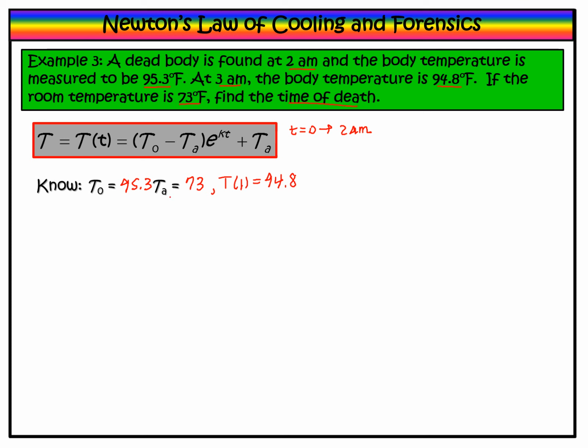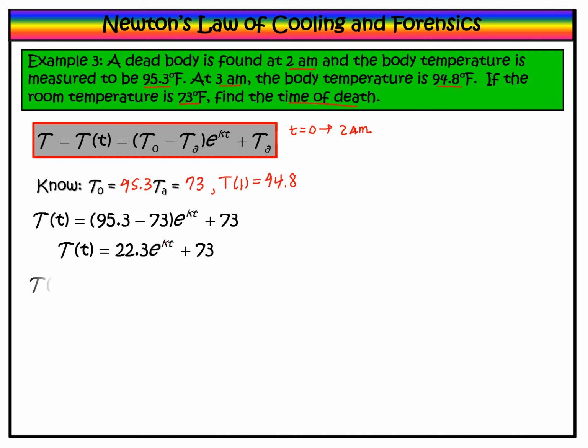Let's go ahead and plug in here. So if we plug in T sub 0 right here, 95.3, T sub A, 73, and T sub A on the end, 73. So, and then we can combine these two and get 22.3. So it's 22.3 e to the kt plus 73. So now we've used most of our given information. We haven't used this yet here. That's going to help us find the constant little k.